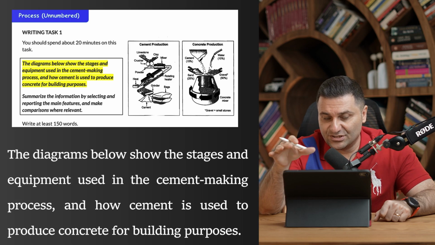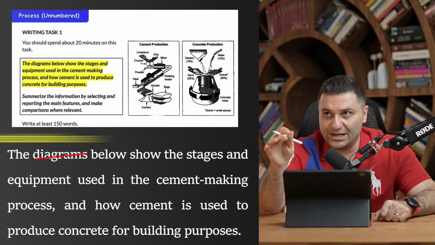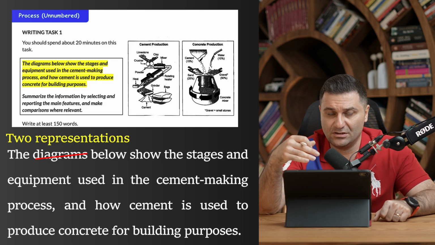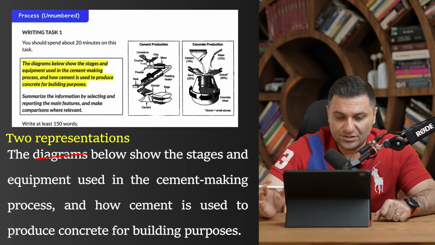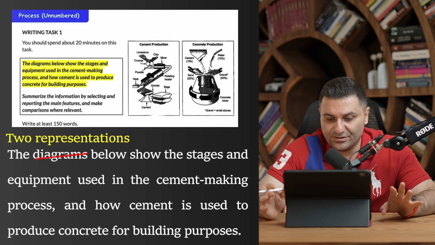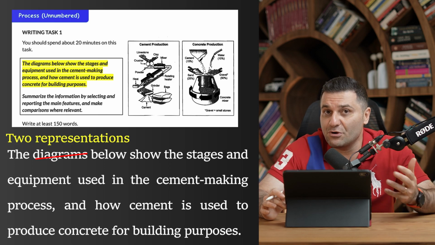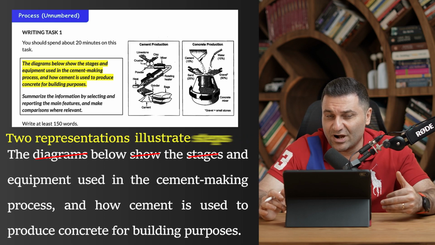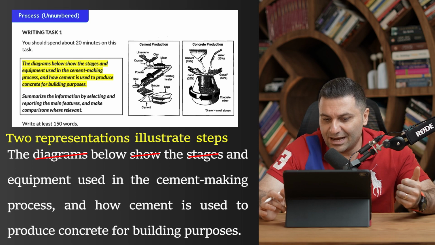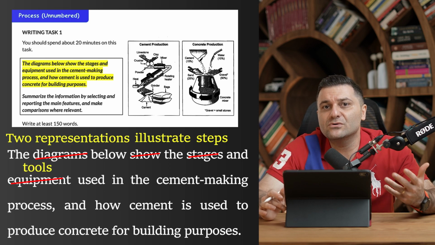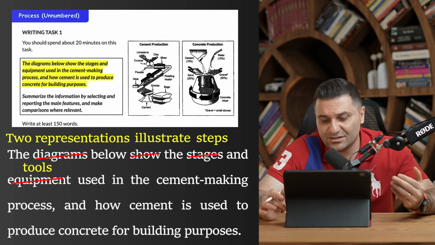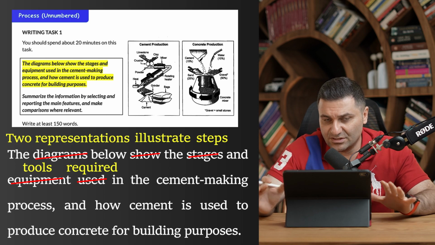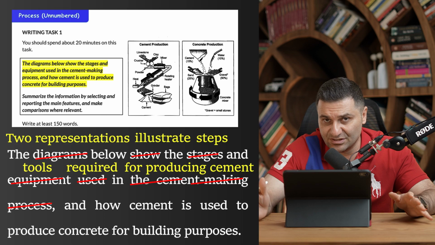The diagrams, instead of diagrams, we can write the two representations or the two illustrations, all right? Any of these words is okay. So instead of the diagrams, we write the two representations below. Show, instead of show, we can write illustrate. The stages, instead of stages, we can write steps. And equipment, instead of equipment, we can write tools. Used, instead of used, we can write required. In the cement making process. So instead of this, we can write for producing cement, right?